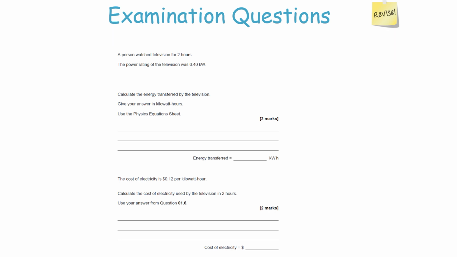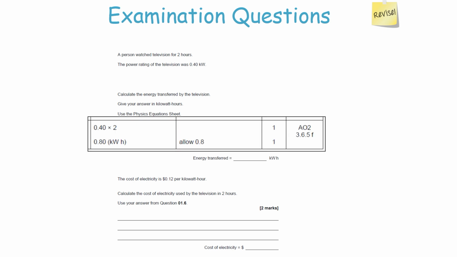Right, well in this question, the first thing we remember is energy is equal to power times time. Now you might go, well, it's given in kilowatts, so do we not need to convert the kilowatts into watts, and the time is given in hours, so we convert the hours into seconds? Now normally we would, but if you notice on the question, it wants the answer in kilowatt hours, so you don't need to do any conversions. So it's 0.40 times 2 is 0.80 kilowatt hours.